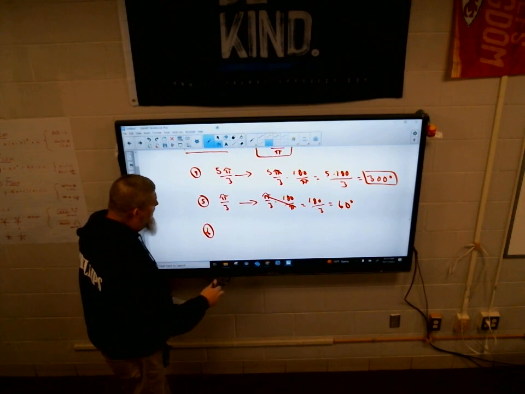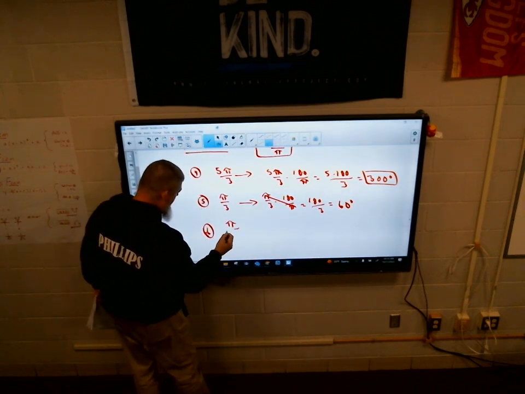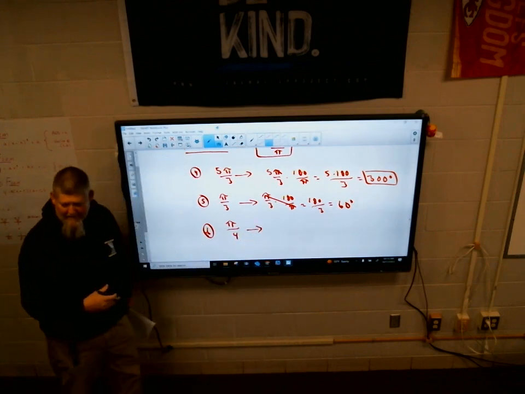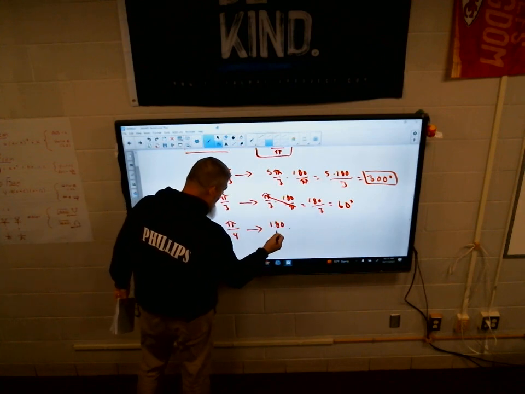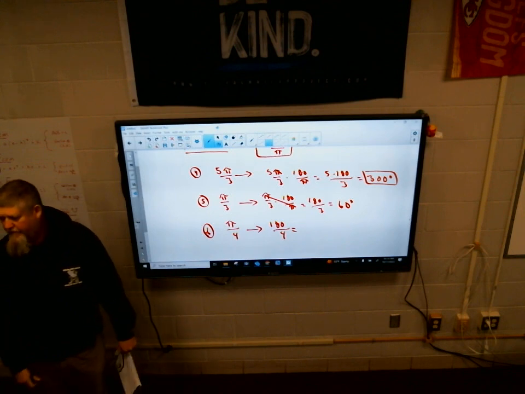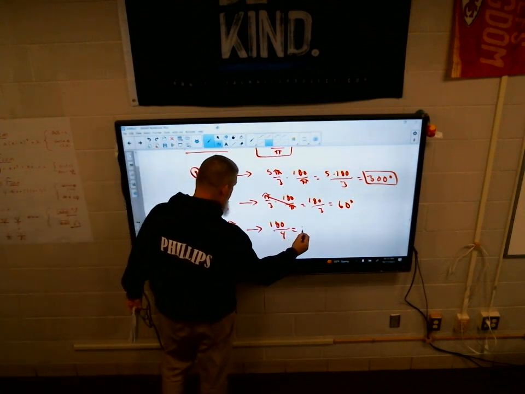So it's like saying, rather than, let's say we do pi over 4, it's like saying, rather than having pi radians, let's just make that 180 degrees over 4. So they just divide 180 by 4 and you get 45. So 180 and pi are the same, but 180 degrees and pi are not.